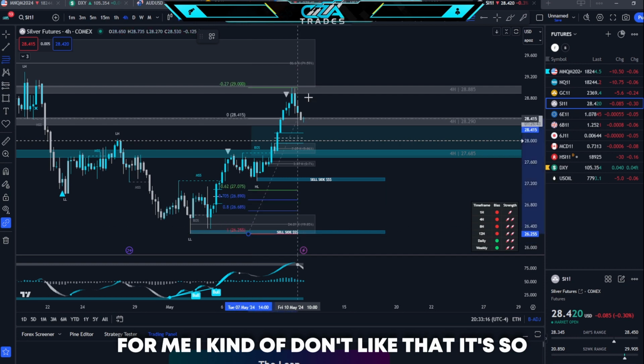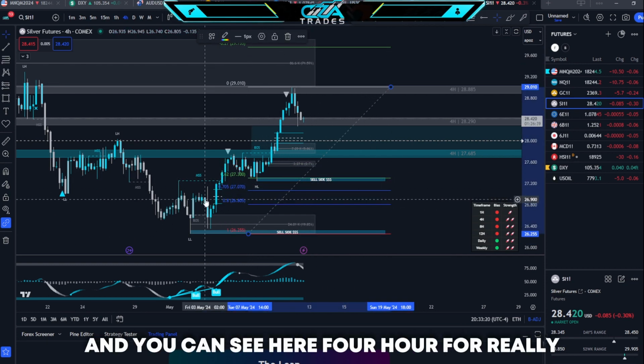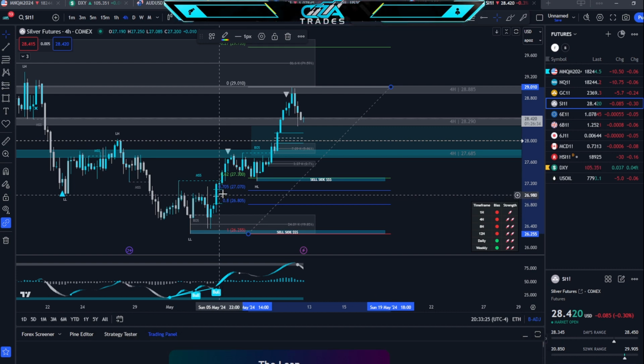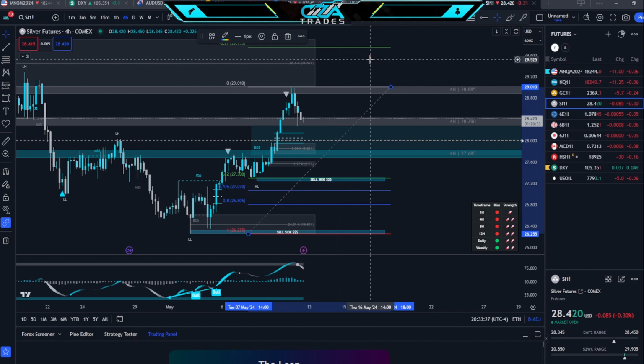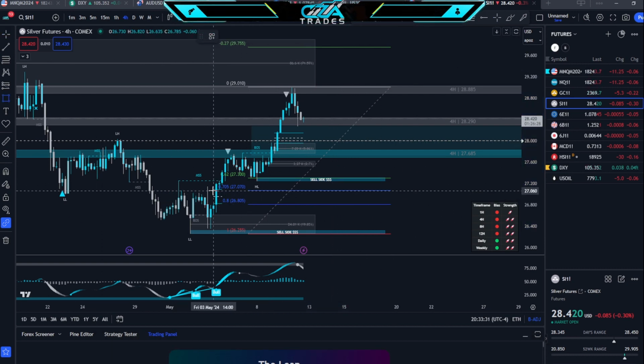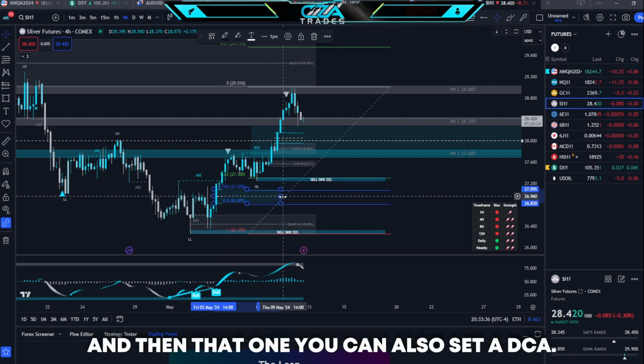For me, I kind of don't like that it's so close, but it's on the daily, because I would rather enter over here. And you can see here a 4 hour fair value gap right over here at 26.955. That fits in with my optimal trade entry. These are my Fibonacci, right? We're going to identify that. And then that one, you can also set a DCA.